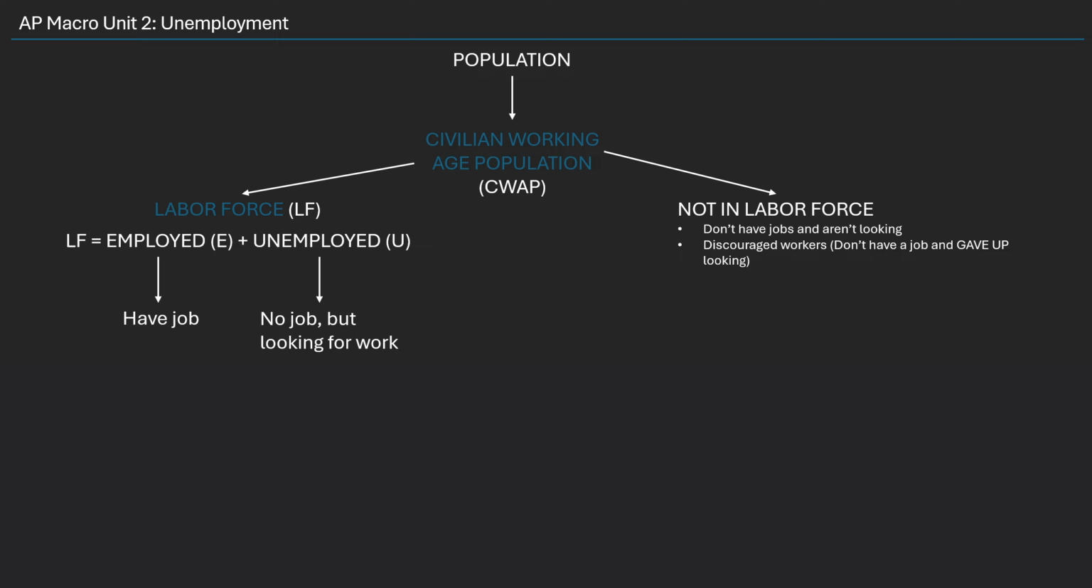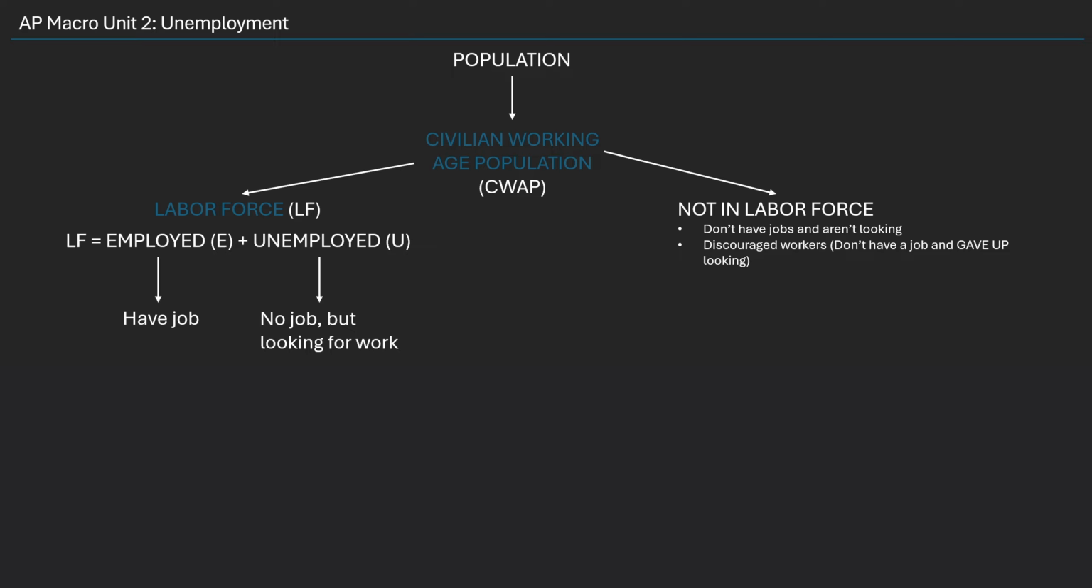So you have your population as a whole, and then it can be split into your civilian working age population. Your civilian working age population is just people over 16 who are not in mental hospitals and are not in the military. And your civilian working age population can be split up into your labor force and not in your labor force. The labor force is just your unemployed plus your employed.